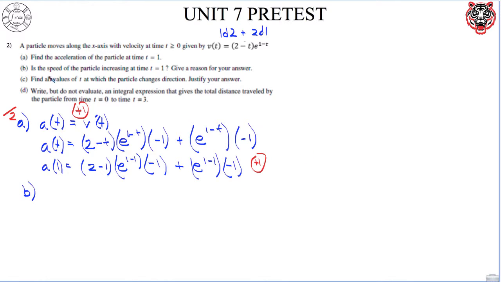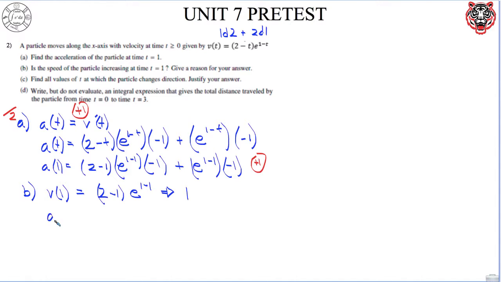So for part B, it's asking, is the speed increasing? So that means we need to compare what and what? Velocity and acceleration, at that time. So velocity, I'm not writing v of t, it's velocity when I'm plugging in 1. So I need to plug in 1 into this formula, and that's going to be 2 minus 1, all that times e to the 1 minus 1. And that simplifies to 1 times, what's e to the 1 minus 1 simplified? Just this part? E to the 0, which is 1. And then 2 minus 1 is 1. 1 times 1 is 1.